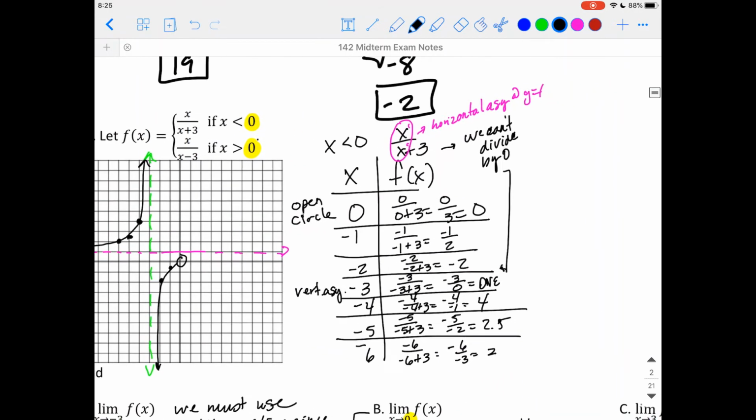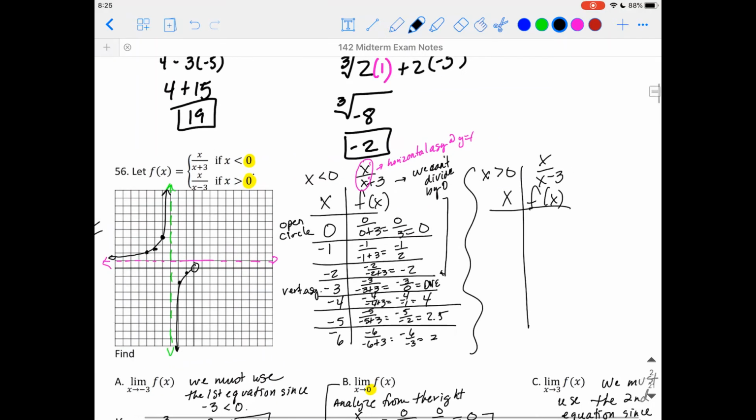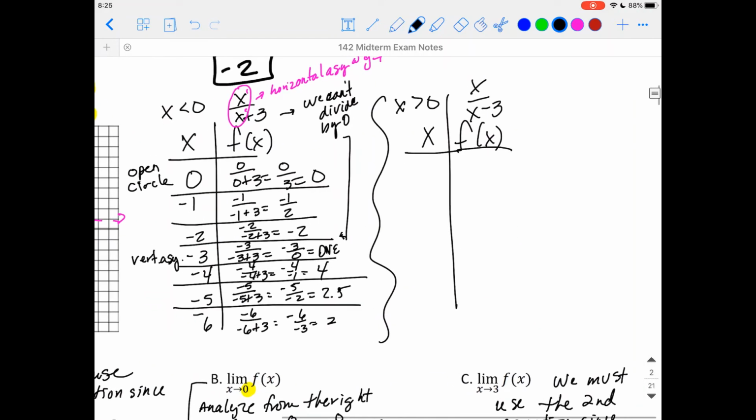Okay, so for the second equation, let me put it here. We're going to have x and we're going to have f of x. And it's going to be x over x minus 3 if x is greater than 0. Okay, so I'm going to zoom in over here. I'm going to do 0, and I already know it's going to be an open circle because it doesn't have the equal to sign. So 0 over 0 minus 3 is just going to be 0 over negative 3, which is 0.